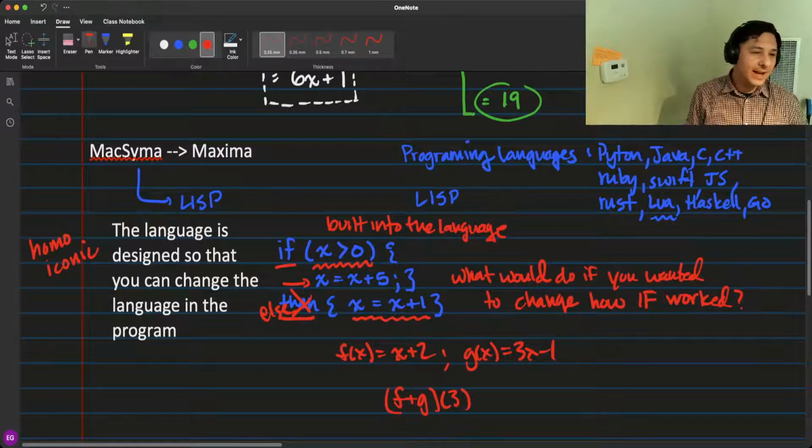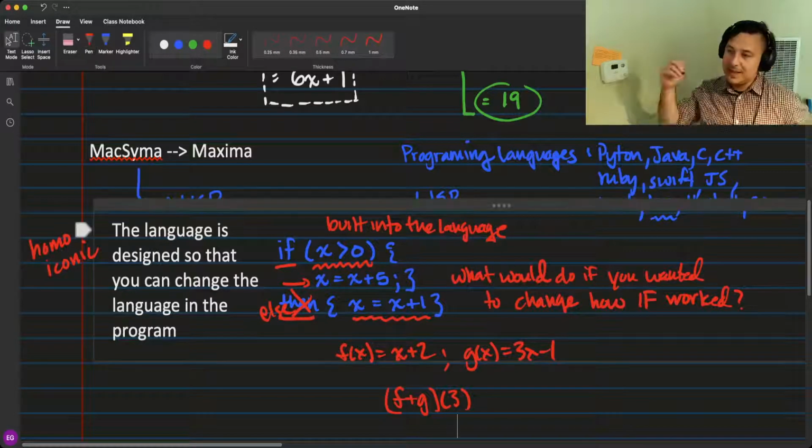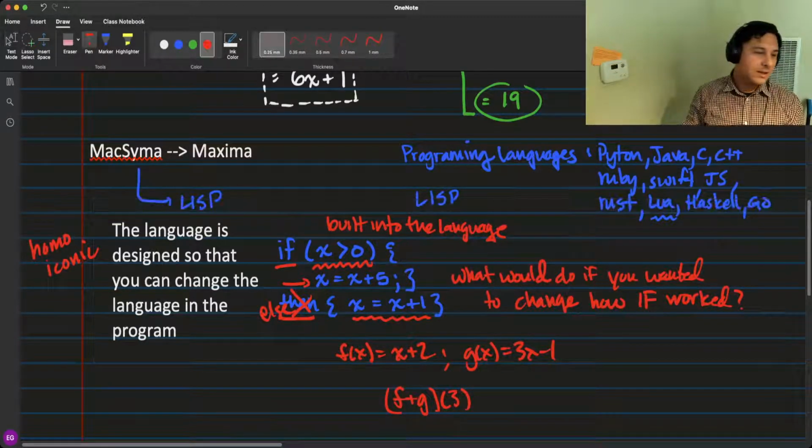Now Lisp, on the other hand, is designed so that there's no distinction between what the instructions are and what the data is.